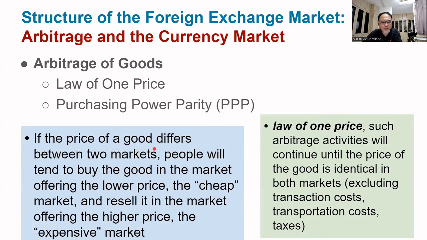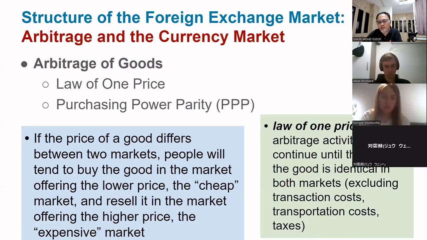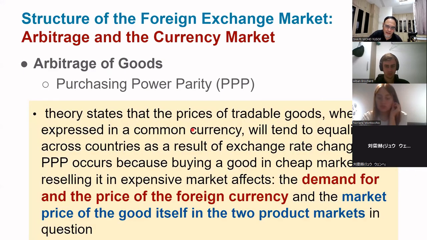So if the price of a good is different between two markets, well, this is common. People will tend to buy the good in the market offering the low price, the cheap market, and resell it in the market offering the high price, the expensive market. That's why you see counterfeit products. People will get it from a different market and sell it higher. We look at an example. The book gives a very simple and clear example.